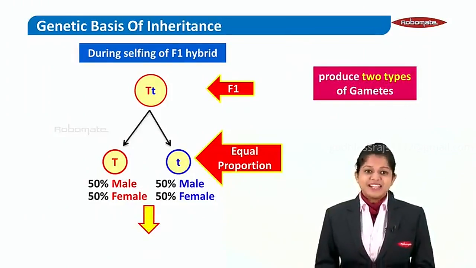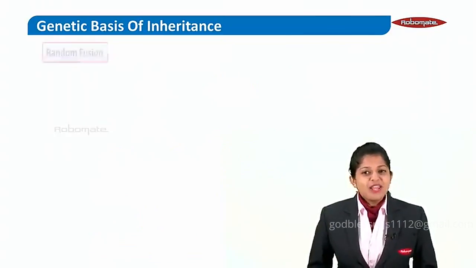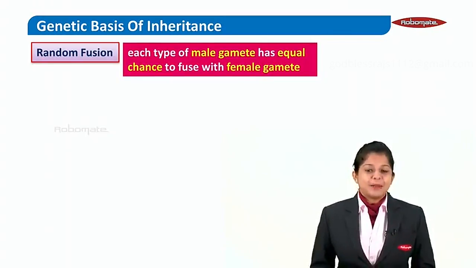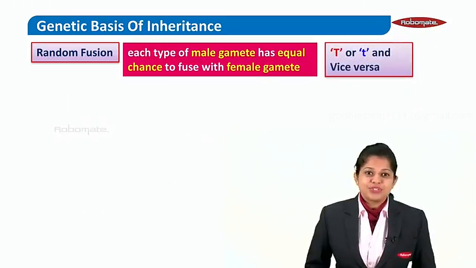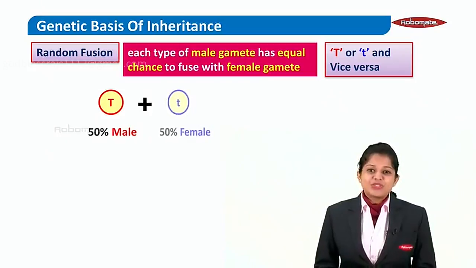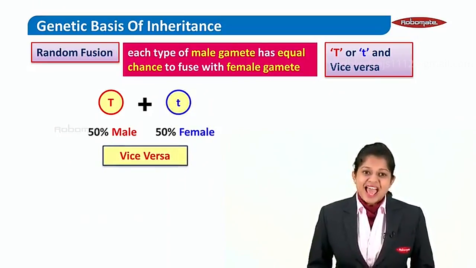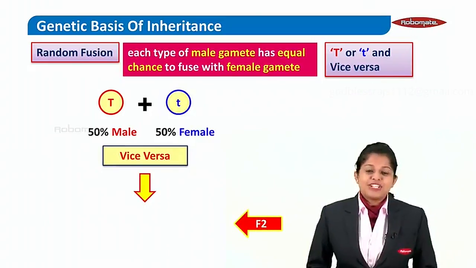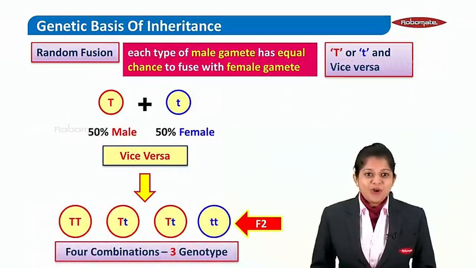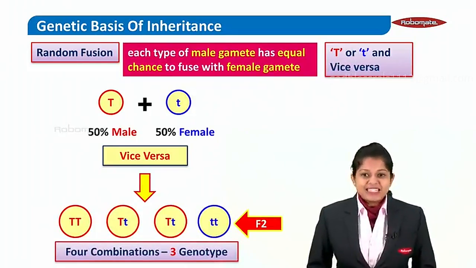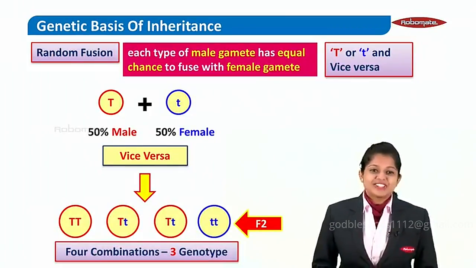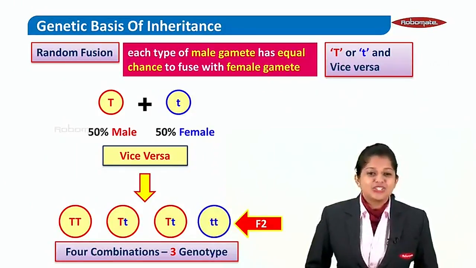Now, these gametes underwent random fusion. Now, let's see what random fusion means. It means that each type of male gamete has an equal chance to fuse with the female gamete. That is, the 50% male will fuse with the 50% female and vice versa, thus producing an F2 generation with 4 combinations showing 3 genotypes. That is, 1 is a homozygous tall, 2 are heterozygous tall, and 1 is a homozygous dwarf.